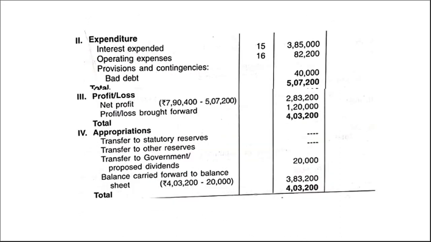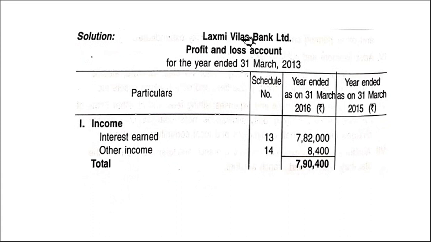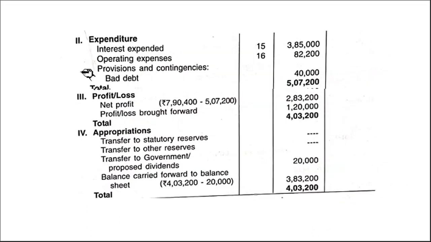Now finally, we can go with the profit and loss account. Lakshmi Vilas Bank profit and loss account for the year ended 31st March 2013. Interest earned: Schedule 13 total we have to write. Other income: Schedule 14 total. The total of all the income earned by the bank is 7,90,400. Then interest expended, the expenditure, 3,85,000. Operating expenses 82,200. Provisions and contingencies.